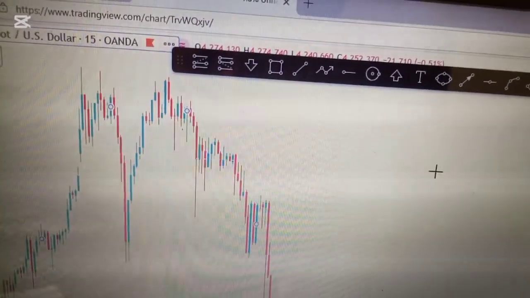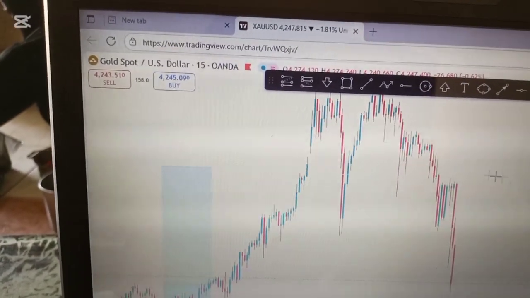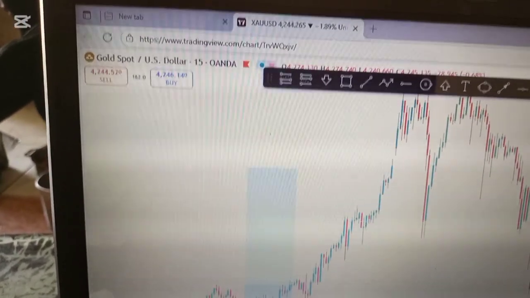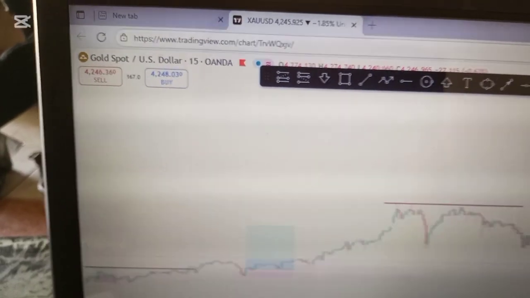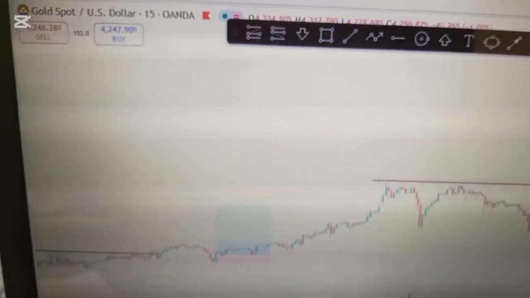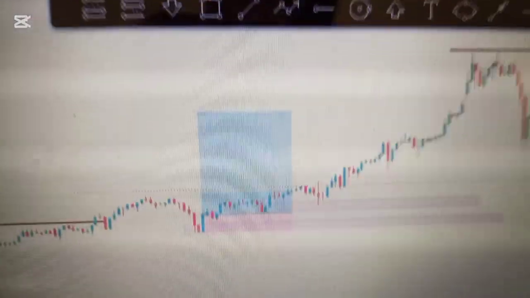I want that chart like so. Let me show you guys. Yeah. So this was a trade I took, I think, last week. My cursor is having some issues, yeah, like so.